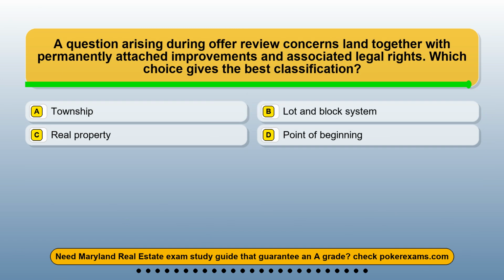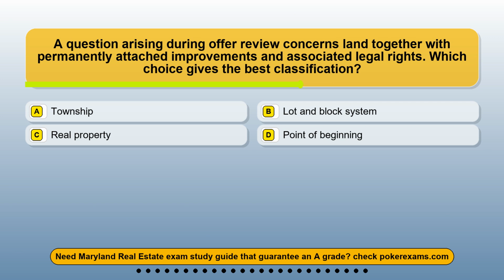Question 16. A question arising during offer review concerns land together with permanently attached improvements and associated legal rights. Which choice gives the best classification? Option A. Township. Option B. Lot and block system. Option C. Real property. Option D. Point of beginning.